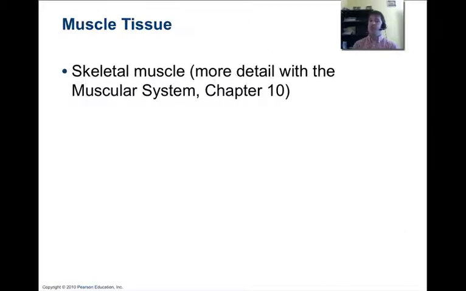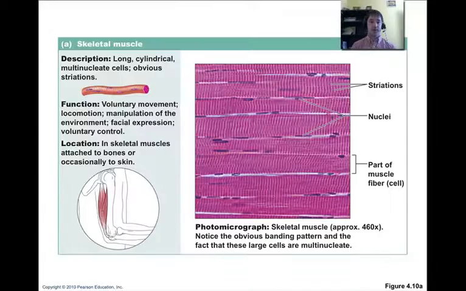Again, muscle tissue is another complete class of tissue on its own, and we're going to be covering it in much more detail when we talk about the muscular system. We have three different kinds of muscle tissue: skeletal, smooth, and cardiac. Skeletal muscles are long. The cells are really long. Each cell is a muscle fiber.